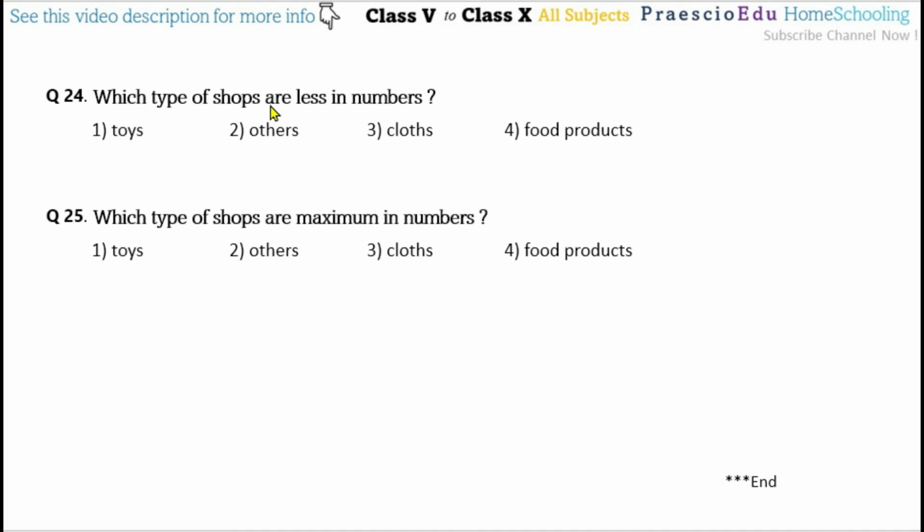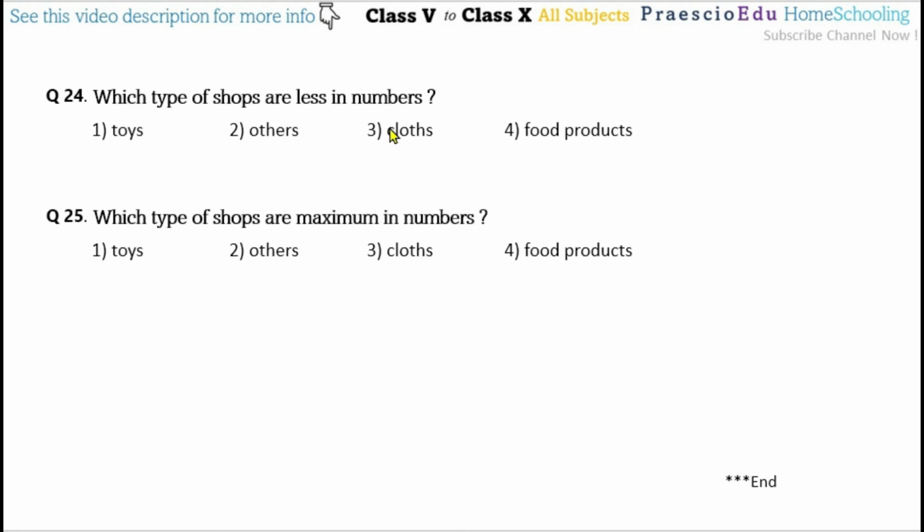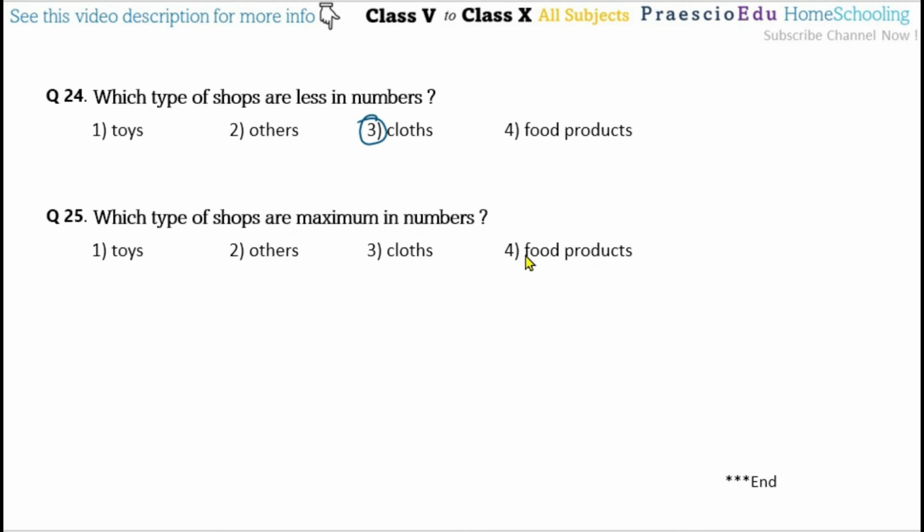Now, which type of shops are less in number? So which is the lesser in number? That is clothes. So clothes means option number 3 is the correct one. Then question number 25, which type of shops are maximum in number? So the maximum is 25 shops, which is food products. So that is food products, means option number 4 is the correct one.